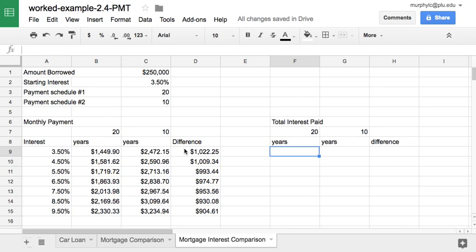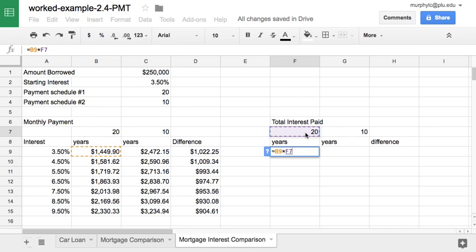So what I want to know is how much interest am I paying on the life of the loan? Well, so I know that the payment for a 20-year mortgage at 3.5% is $1449.90, and I'm paying that over 20 years. And so the way I determine the total amount of interest that I pay is I calculate the total of all of the payments, how much am I paying, and I subtract the amount borrowed, because everything above the amount borrowed is the interest. So here I'll just put this is equal to B11 times the term, the total number of payments.